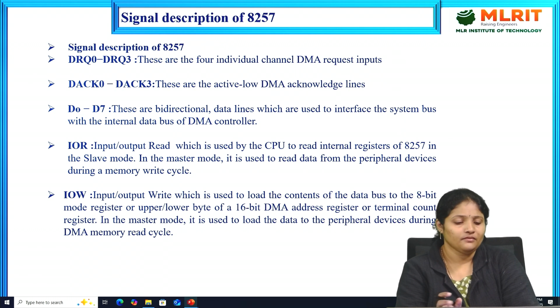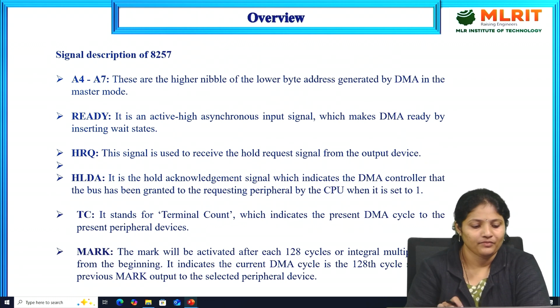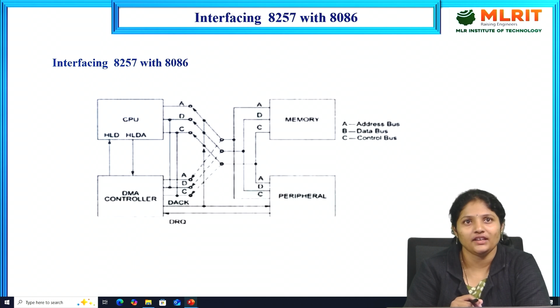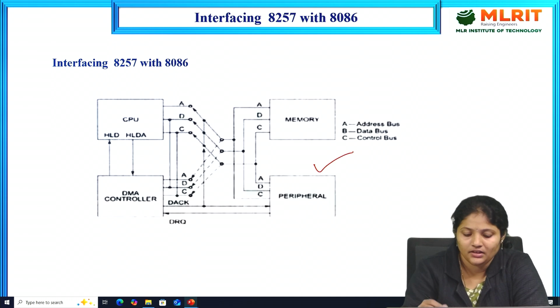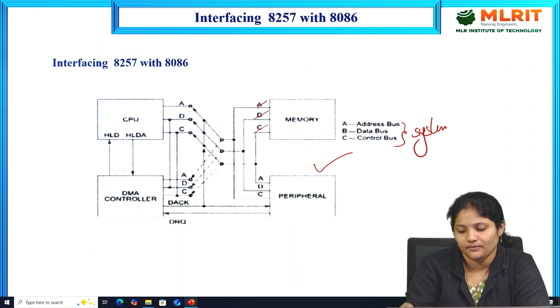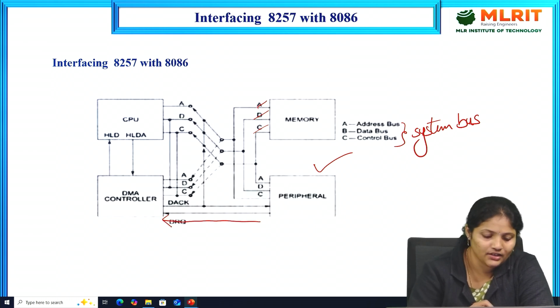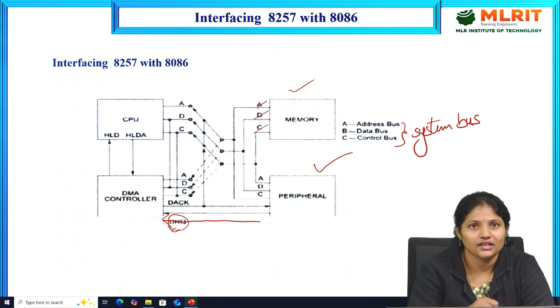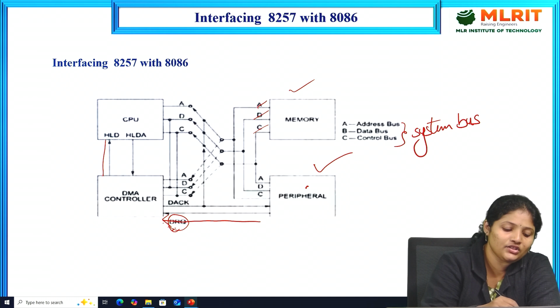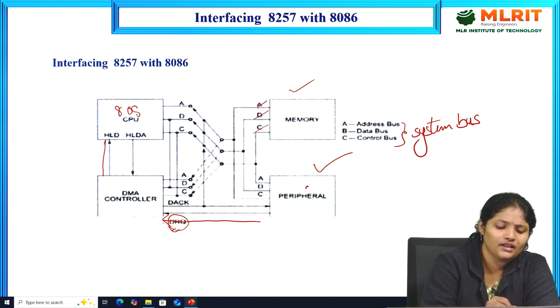The next one is how to interface the 8257 with the 8086. This is the basic block diagram for interfacing an 8257 DMA controller to the 8086 microprocessor. First it starts from here. Here we have the address bus, data bus and control bus, which together we can call the system bus. First of all, the peripheral devices request the DMA controller to access the memory, sending the request signal using DRQ. Whenever the DMA controller gets the request signal from the peripheral device, it sends the HOLD signal to the CPU, the 8086 microprocessor.